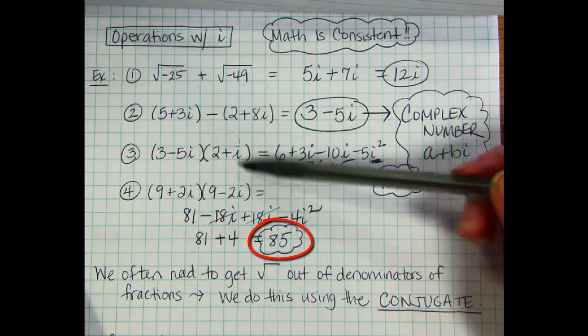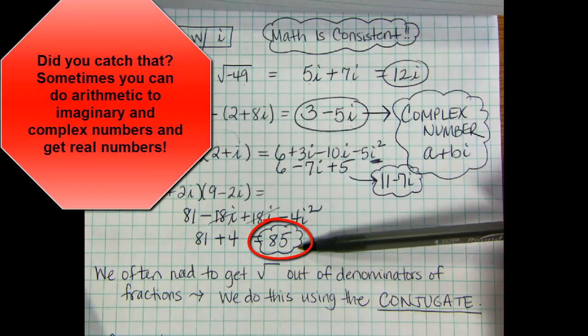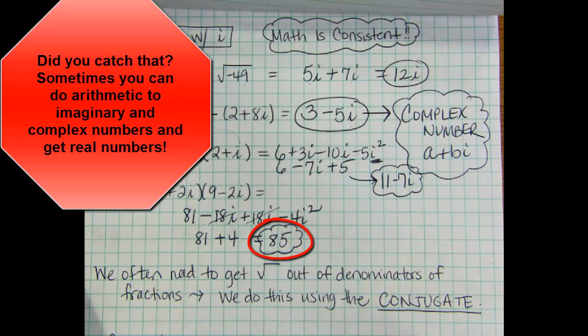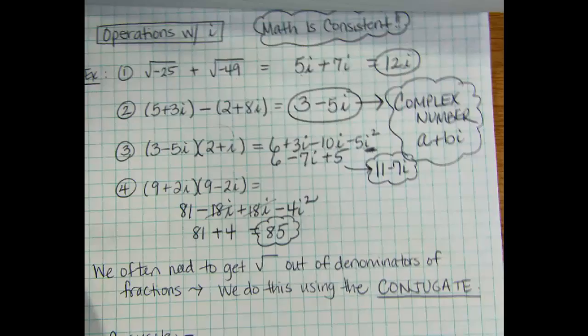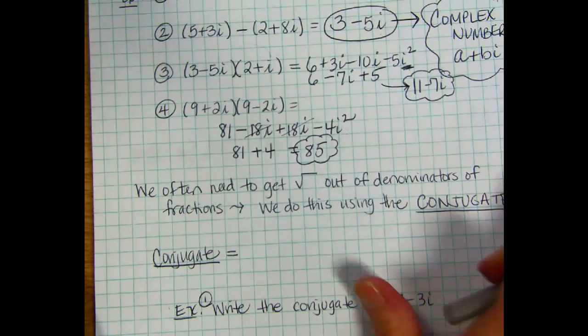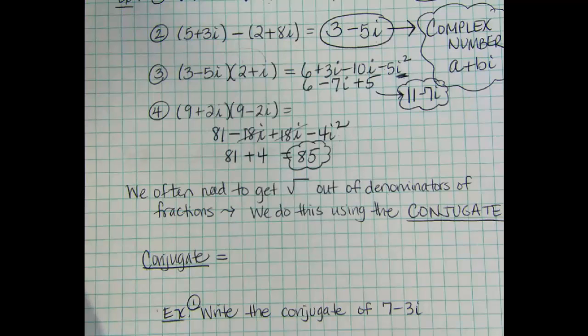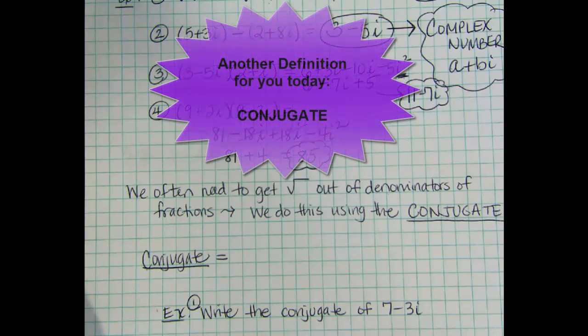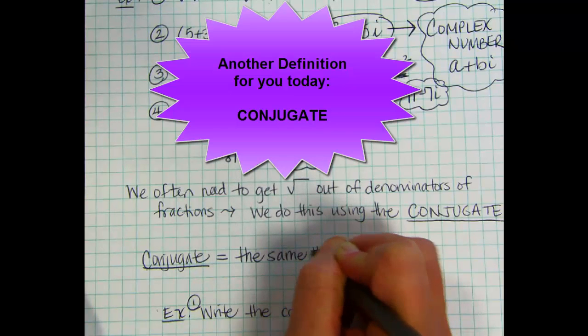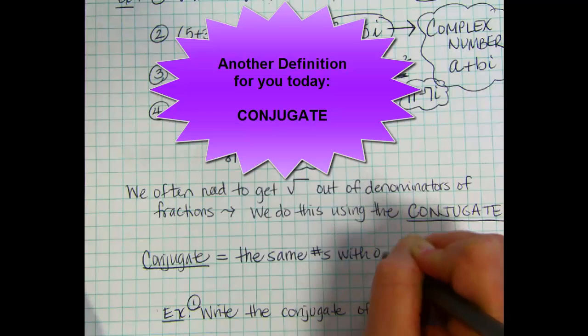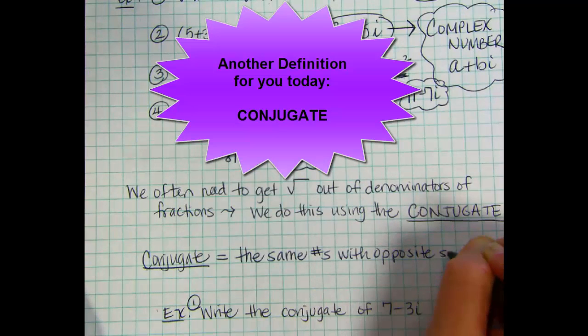So it's really interesting to see that sometimes when you multiply complex numbers, you get a real number back. That's not wrong. It's meant to happen. And why did that happen? Well, if you look at 9 plus 2i and 9 minus 2i, they were exactly the same, except the signs inside were different. Those are called conjugates of each other. We use conjugates to get rid of square roots in the bottom of fractions. So our definition of a conjugate is when I have the same numbers with opposite signs in the middle.